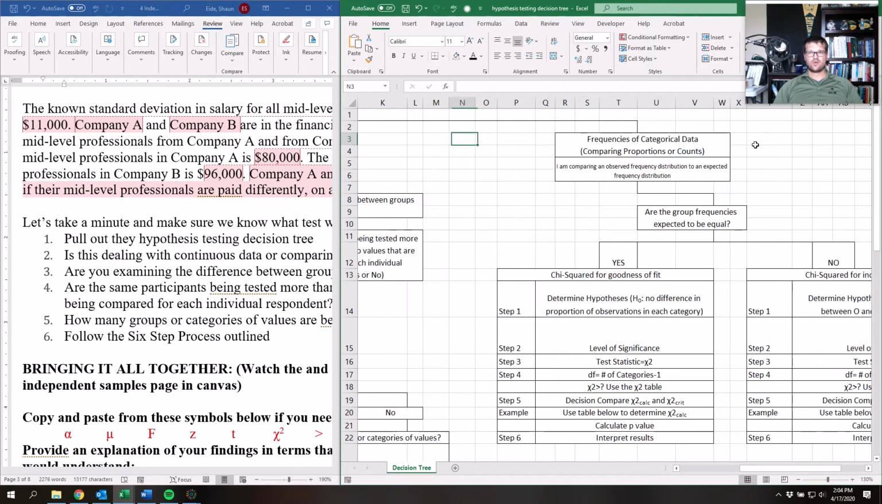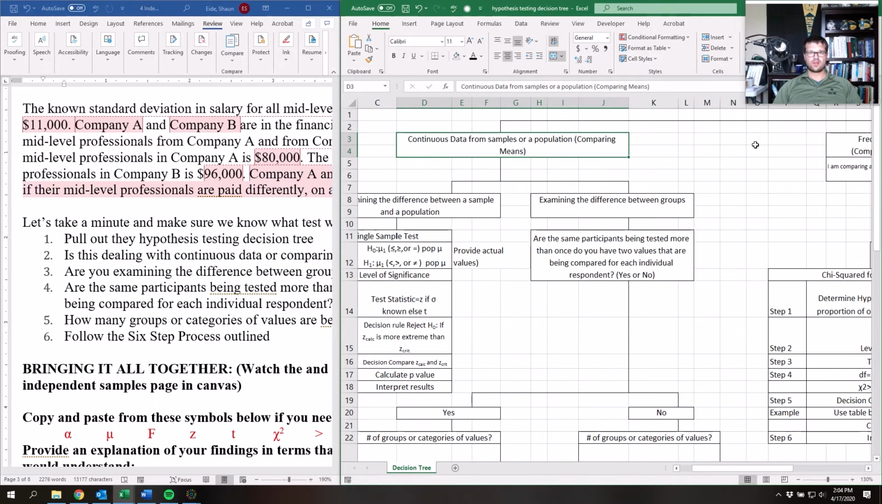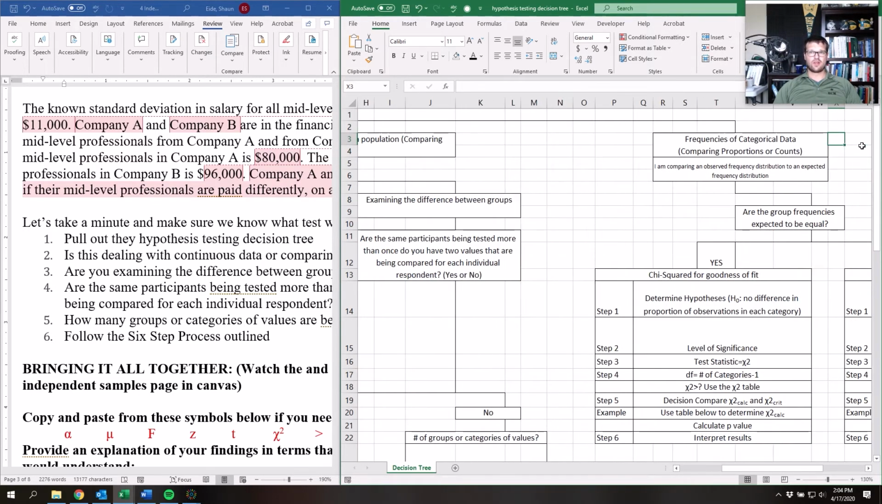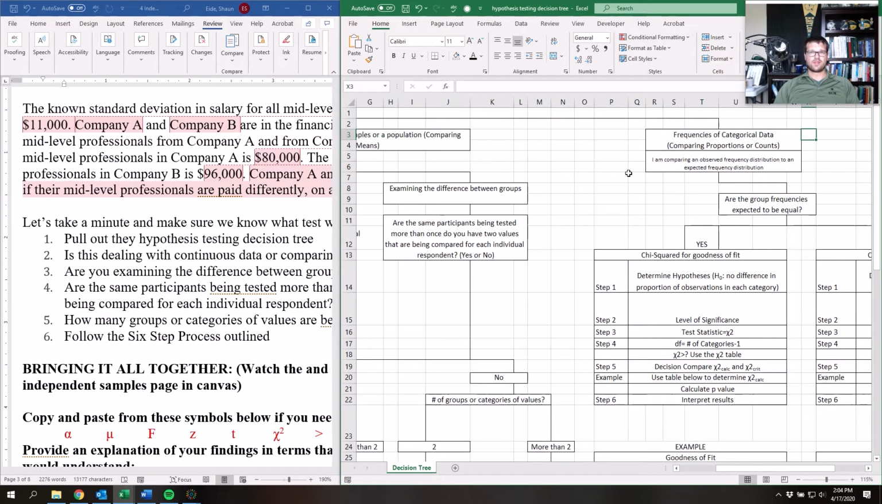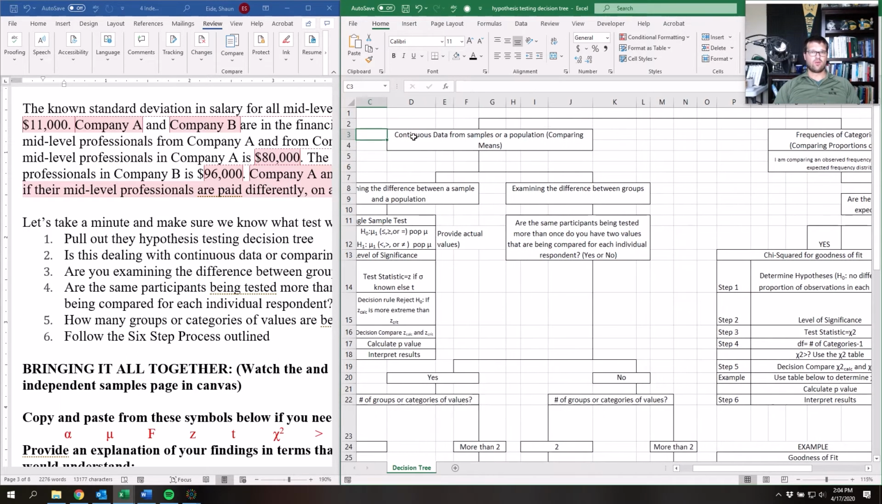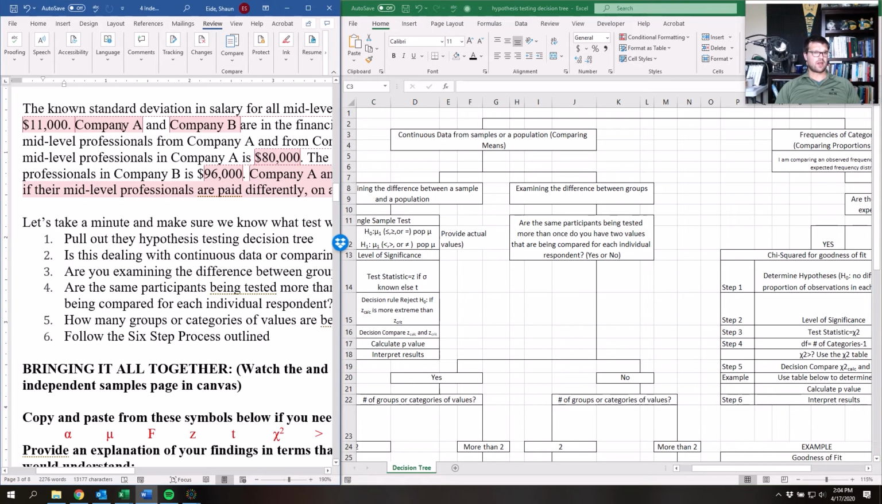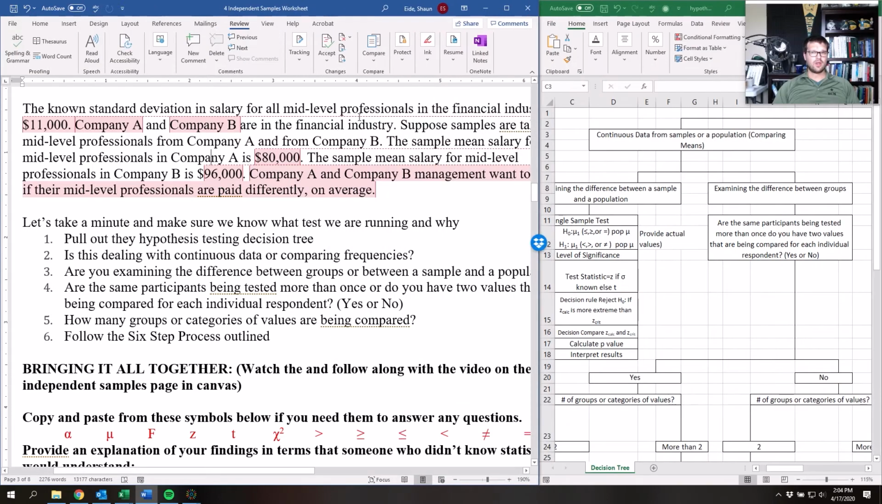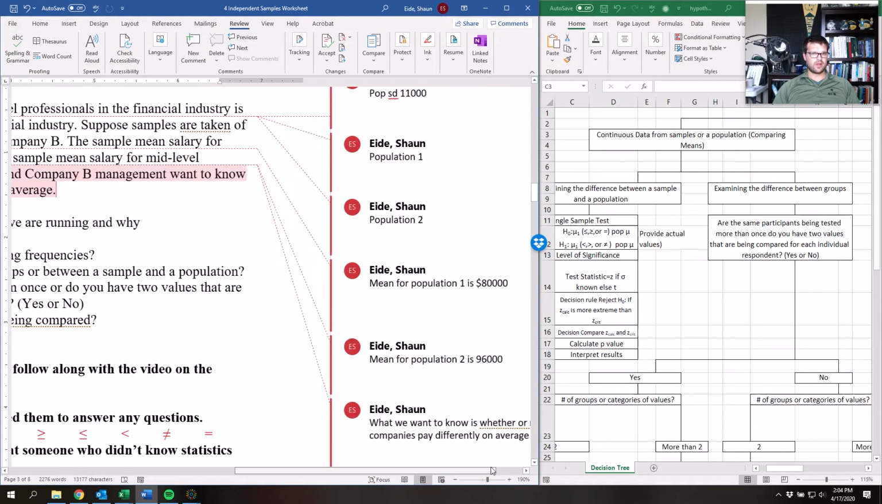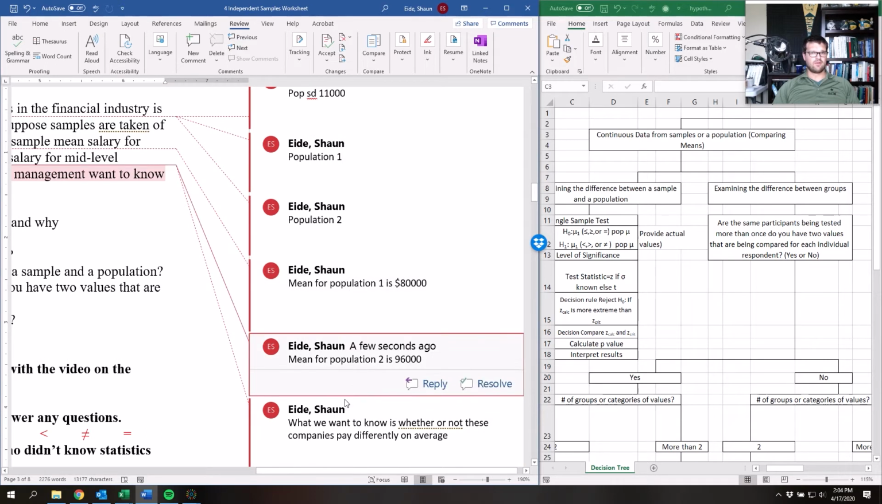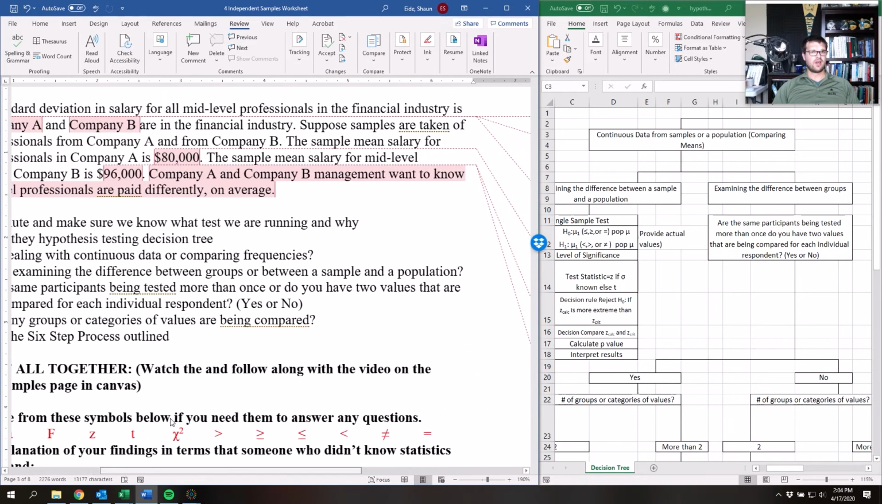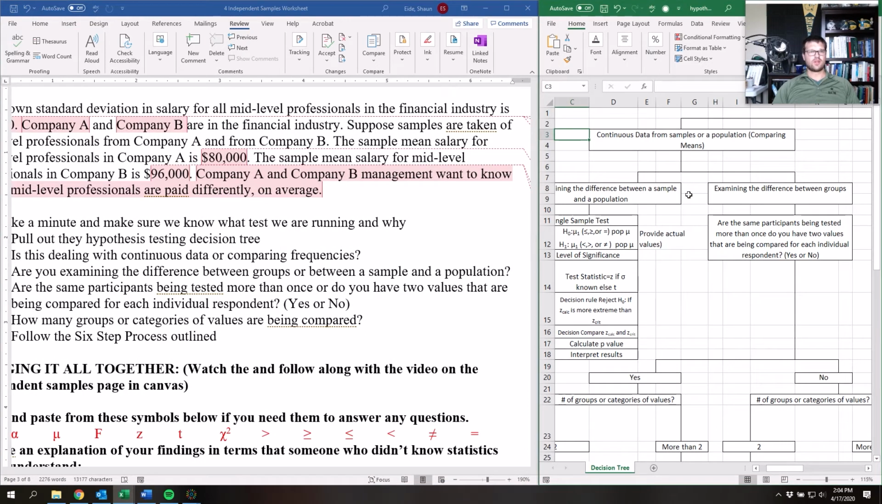Are you dealing with frequencies, or this right here is continuous data from samples or a population, and then this over here is dealing with frequencies. And so we know that we are dealing with continuous data because we've got company A and company B with, what is it that we're even looking at? The sample mean salary, the mean for the mean salaries for two different companies. So that's continuous data, and we're looking at their means.